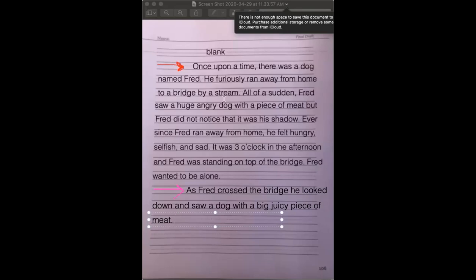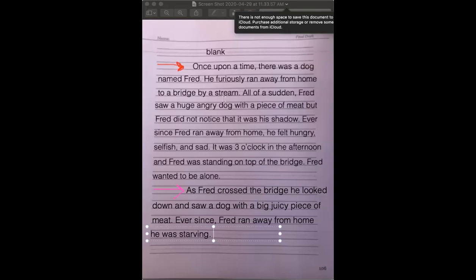And then we're gonna write, ever since Fred ran away from home. Remember, when we write the name of Fred, it has to be capitalized. It's the name of a person. Ever since Fred ran away from home, he was starving, period. Okay, what's our next sentence?